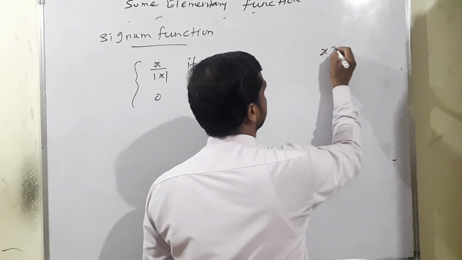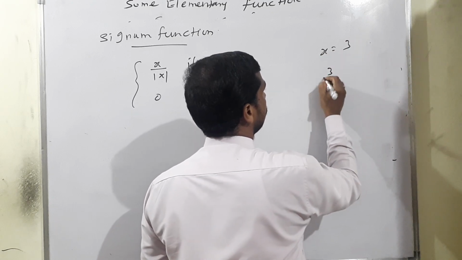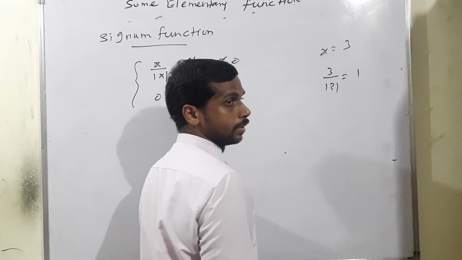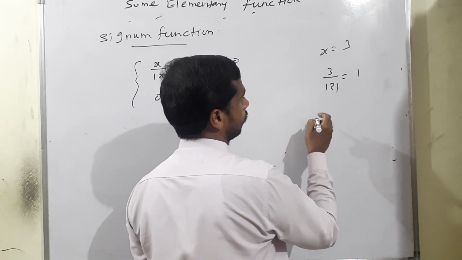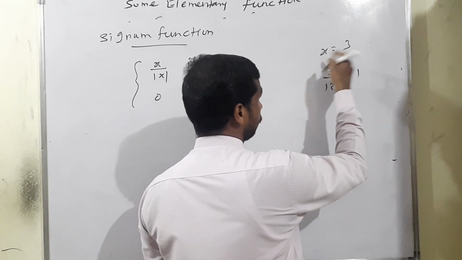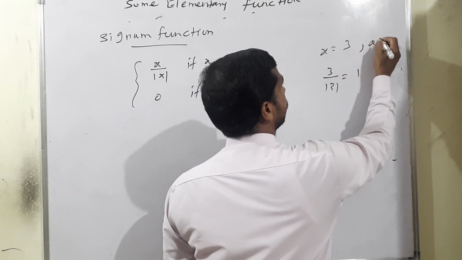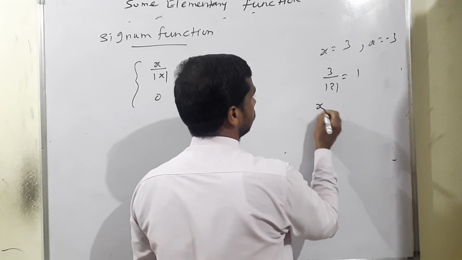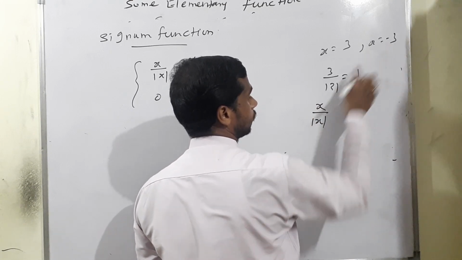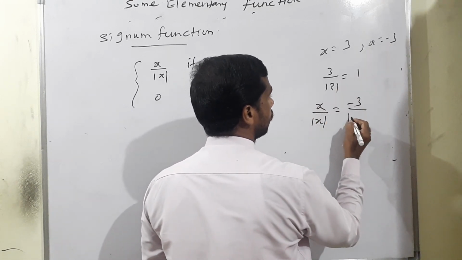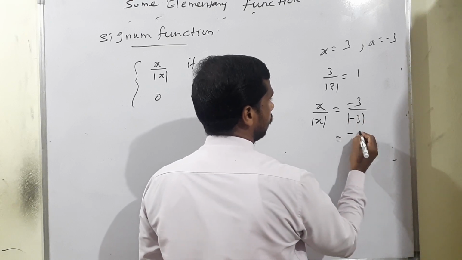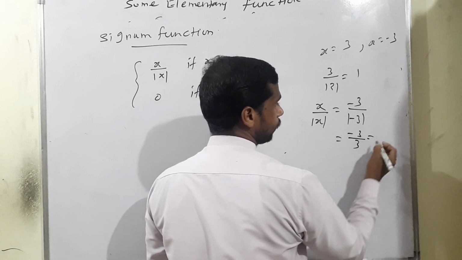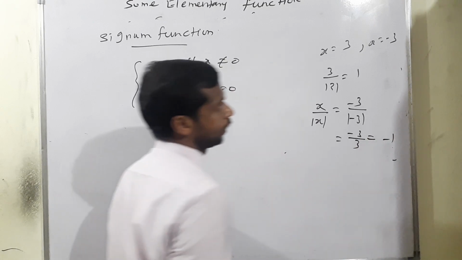Example: consider x equal to 3. Then 3 divided by modulus 3, that is 3 divided by 3, means the value 1 will come, isn't it? At the same time, if you take negative 3, what will happen? x divided by modulus x, with x equal to negative 3, means negative 3 by modulus of negative 3. If you remove the modulus, it becomes positive 3. Therefore, negative 3 divided by positive 3 means negative 1 will come.